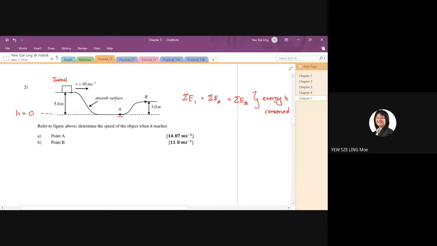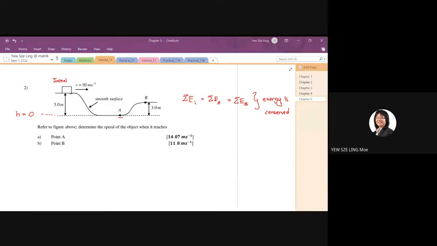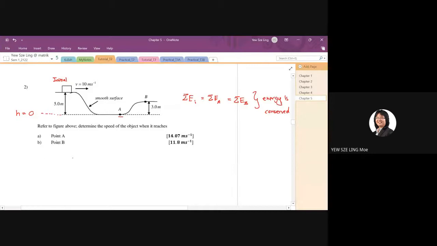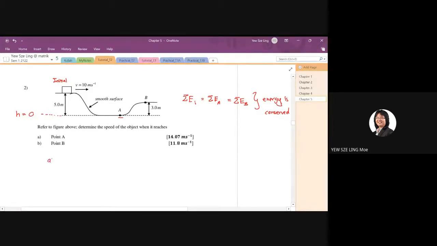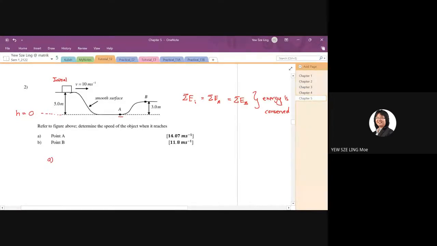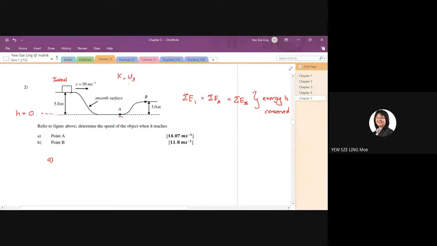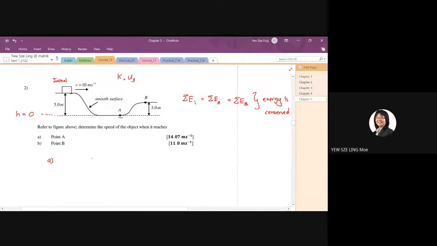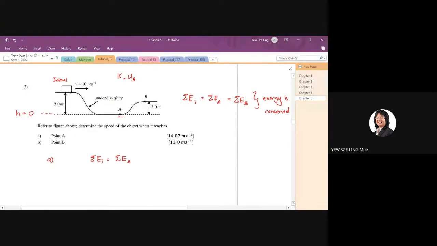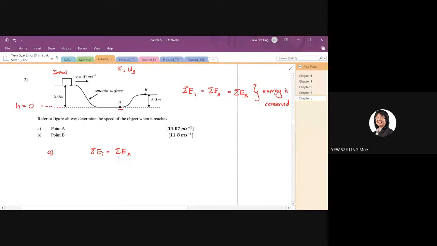So at point A, your h is equal to 0, which means that at point A there is no potential energy. Okay, so question 8. You look at this question, obviously the energy involved once again is K and UG only. Therefore, summation E initial is equal to summation E, now let's say at point A. So what am I going to do now?